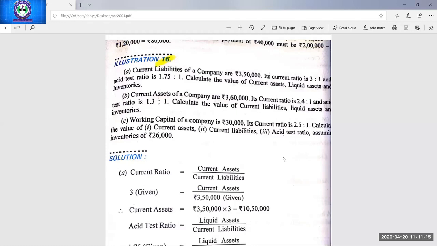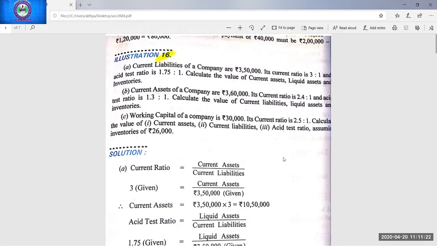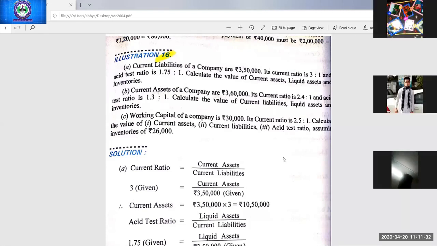Okay, students. So 3 questions I had given you. First I am discussing those questions. Question one was: current liabilities of a company are 3,50,000. Current ratio is 3:1 and acid test ratio is 1.75:1. Acid test ratio is the alternate name of quick ratio. Liquid ratio, quick ratio and acid test ratio all are same. Calculate the value of current assets, liquid assets and inventories.